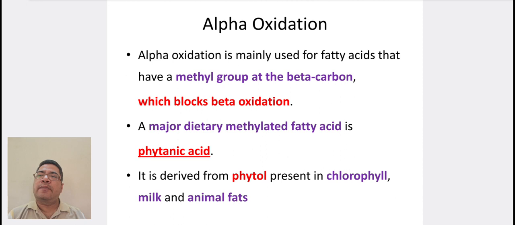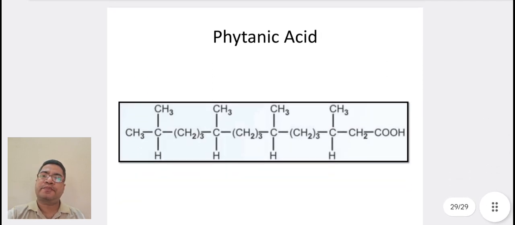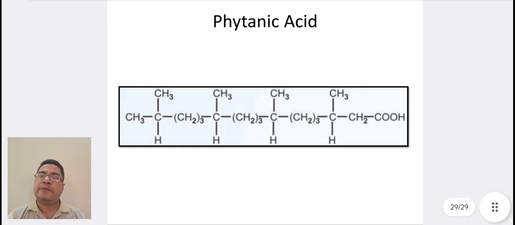Alpha oxidation is mainly used for fatty acids that have a methyl group at the beta carbon, which blocks beta oxidation. A major dietary methylated fatty acid is phytanic acid. It is derived from phytol present in chlorophyll, milk, and animal fats. Here is a diagram showing the straight chain of phytanic acid.